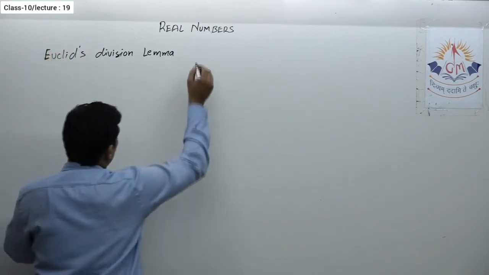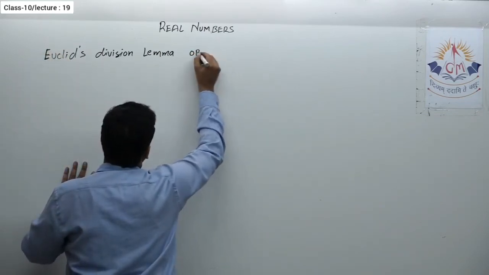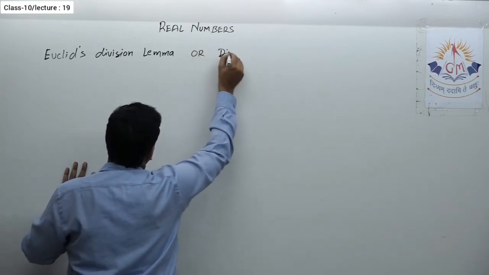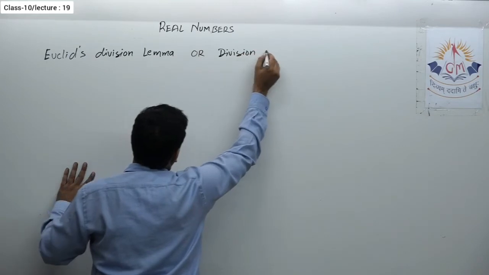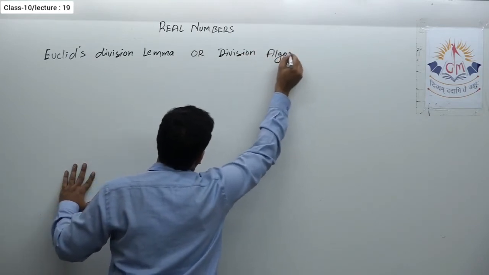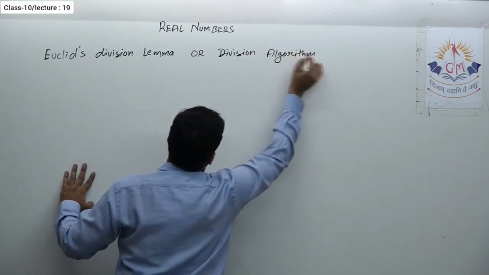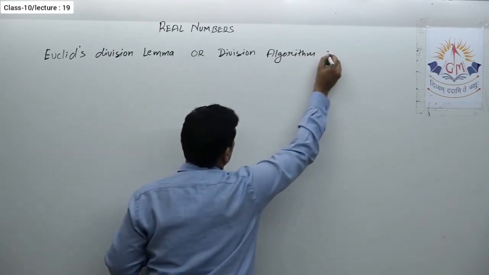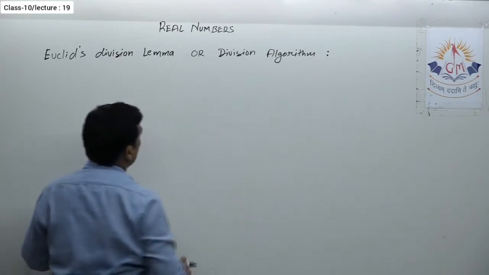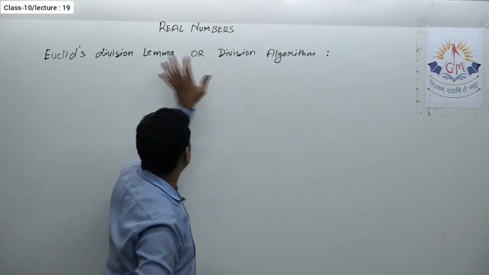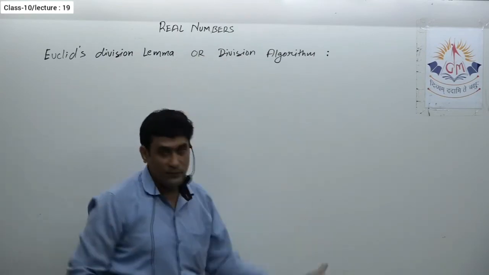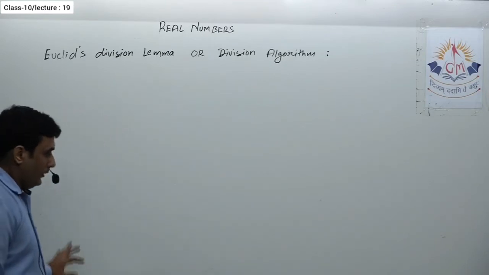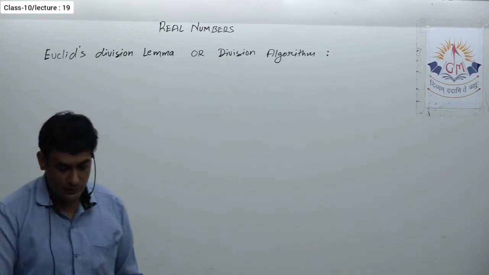Euclid's division lemma, or I can say division algorithm. Now what does algorithm mean? What does lemma mean? Definitely we'll see these two terms as well, but first let me explain what Euclid's division lemma and Euclid's division algorithm is. So here we can go in this way.